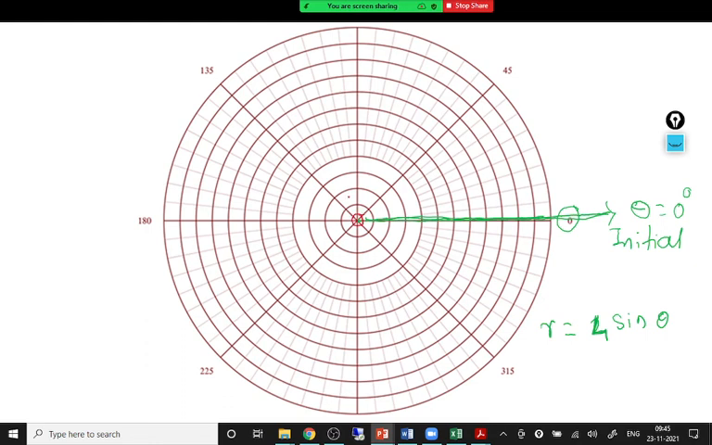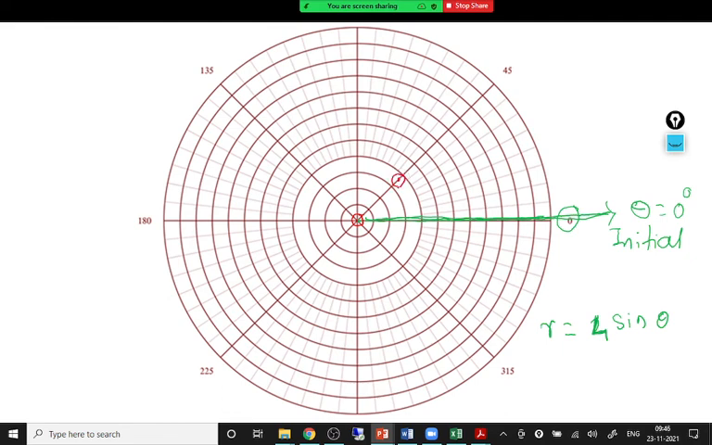Next, I will put theta equal to 45 degree. If theta is 45 degree, what will be r? Yes, sine 45 is 1 by root 2, so it is 4 times that, 2 root 2 is the correct answer. If you see the number, what is that number? It is about 2.8. So this is 1 unit, 2 unit, 3 unit, so I can take a point somewhere here.